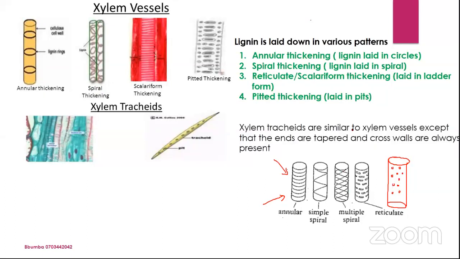Now, xylem tracheids are similar to xylem vessels, except that the ends are tapered, okay, and cross walls are always present. So even the tracheids have them, as well as the vessel end. But the difference is that the tracheids are tapering, like in this case here. You can see it's pointed on one side.